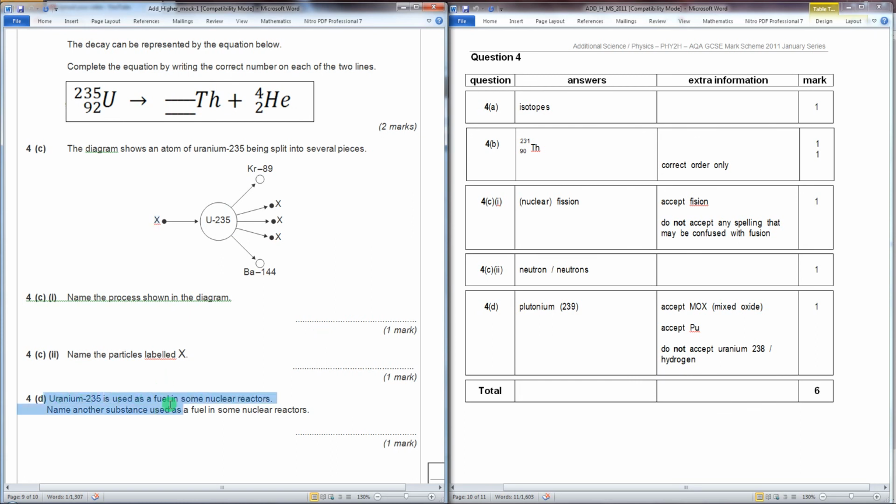And again, a bit of recall at the bottom here. Uranium-235 is used as a fuel in some nuclear reactors. You need to know both the fuels. The alternative is plutonium. You don't need to remember the 239, that's why it's in brackets there. The chemical symbol would have been fine as well, which is Pu. But you can't have uranium-238, because that actually is not something that's fissionable easily.